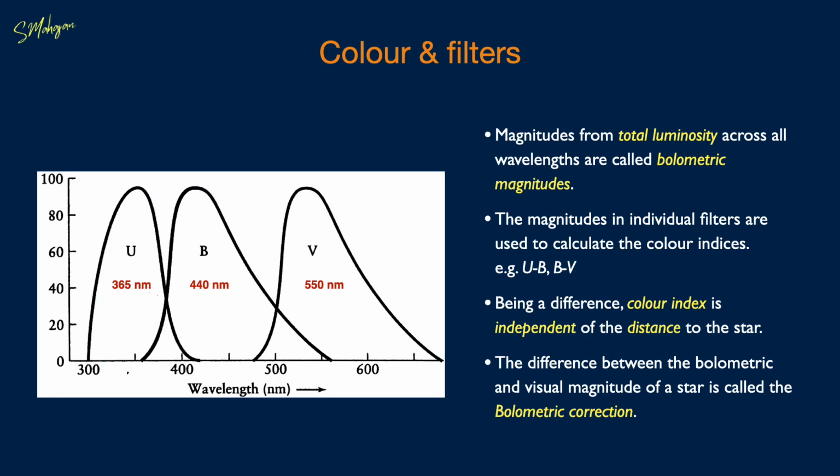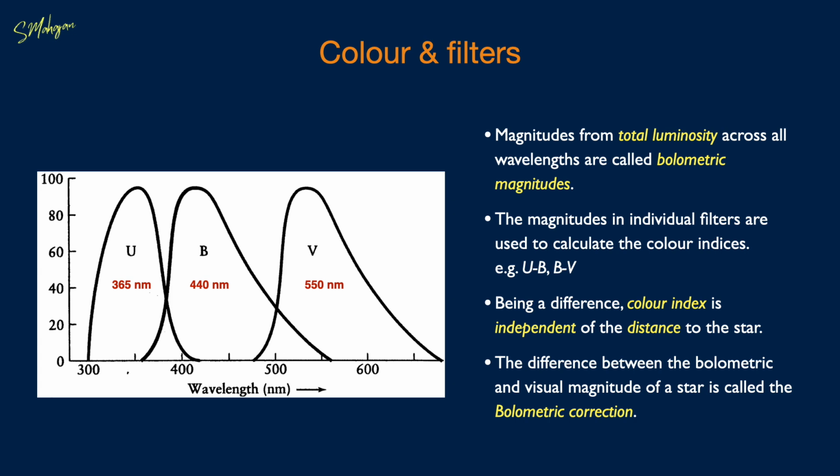The magnitude estimated using energy in all wavebands is called the bolometric magnitude. But we hardly ever measure the energy emitted by a star at all wavelengths. Usually, we are limited by specific instruments and technology, for instance, using filters for observations.